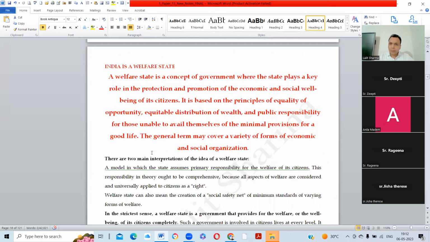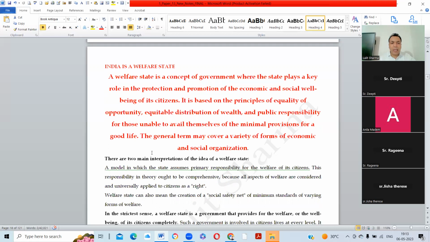Now, under this answer, you can write that, okay, these notes I have made for you and shared with you. India is a welfare state. What is the meaning of a welfare state? A welfare state is a concept of government where the state plays a key role in the protection and promotion of the economic and social well-being of its citizens. Right? So this is the responsibility of the government.